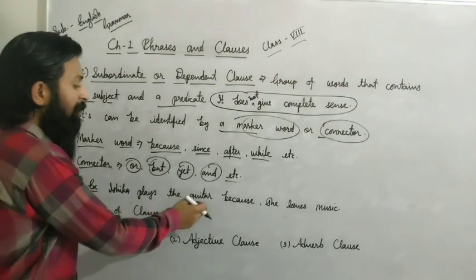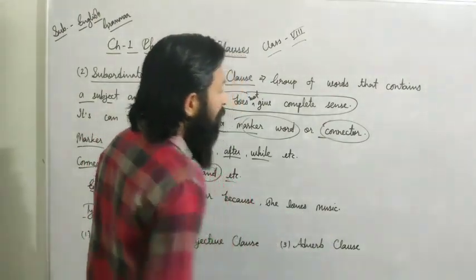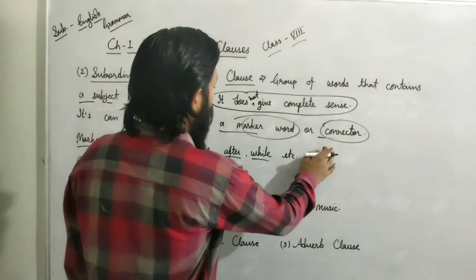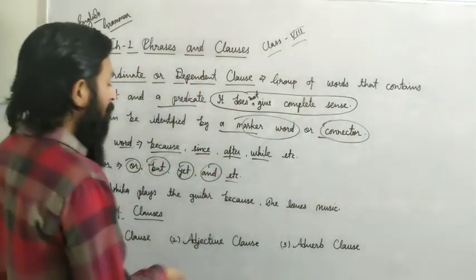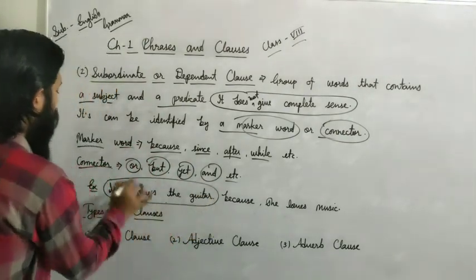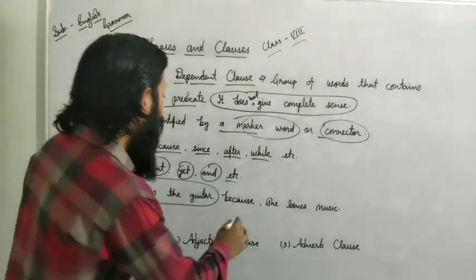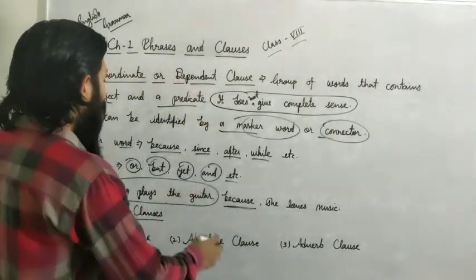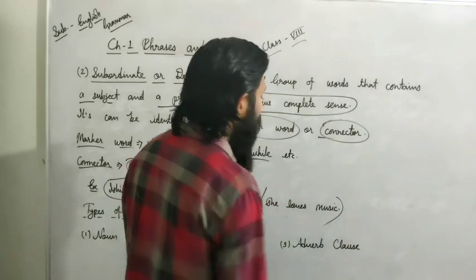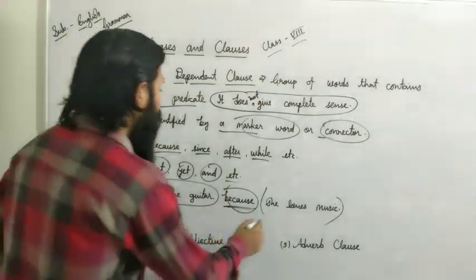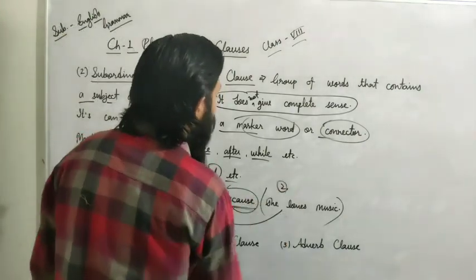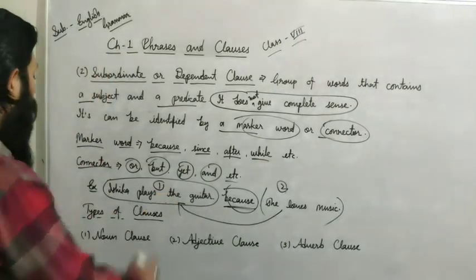Dear students, I already wrote an example of a subordinate or dependent clause here: Ishika plays the guitar because she loves music. If there is any marker word or connector word, then you can identify which is the dependent clause. Ishika plays the guitar is the independent or main clause. But because is a marker word here, so we can say that she loves music is the dependent clause. Dependent on which? That's sentence number one, and this one is second. We can say the second clause is dependent on number one.